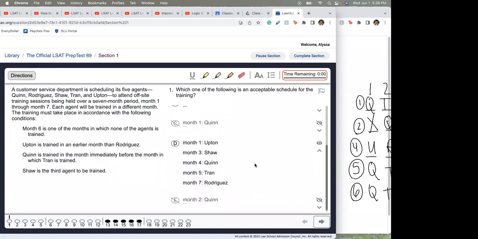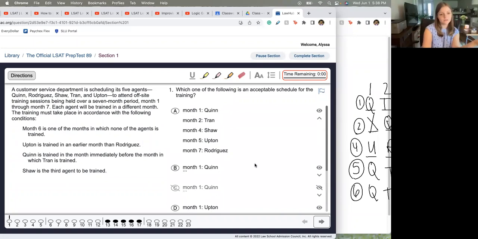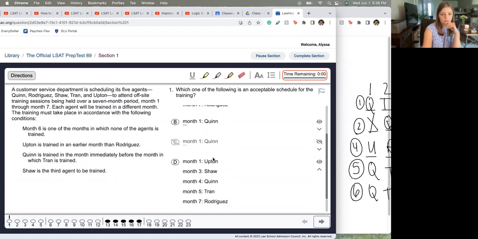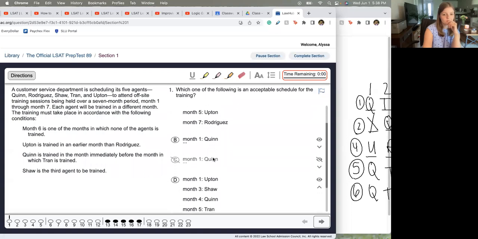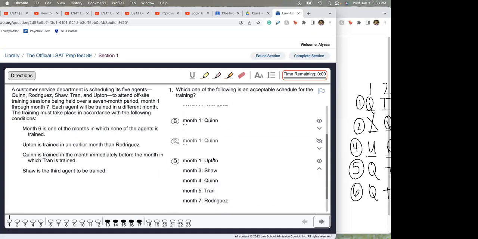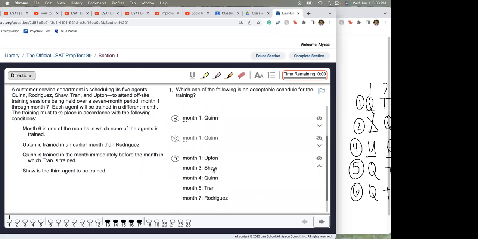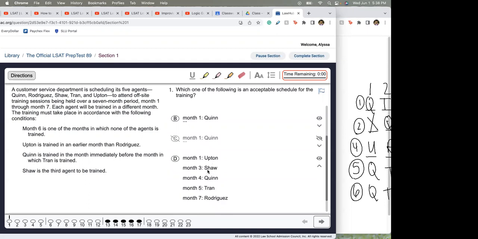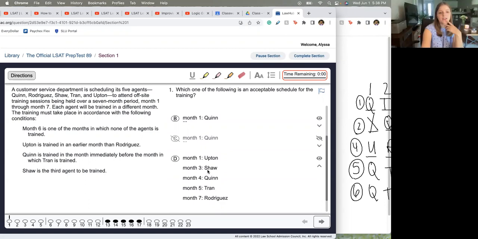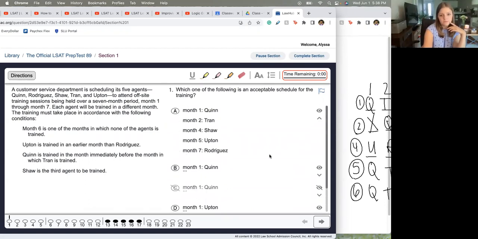That's leaving us with D and A. So now we just have to make sure that S is the third agent. Which one are we eliminating between A and D? We will eliminate D because it's the second agent. So again, that trip up of it's in the third spot, the third month, but it's not the third agent. So we can eliminate D. That's going to give us our answer choice of A.